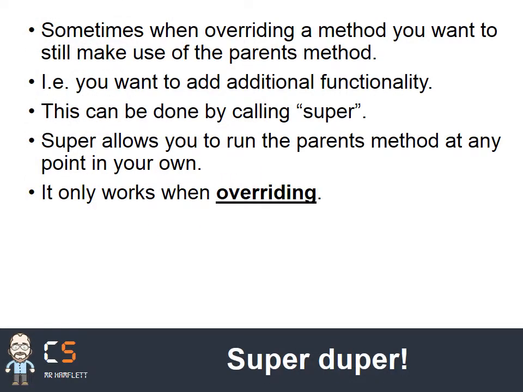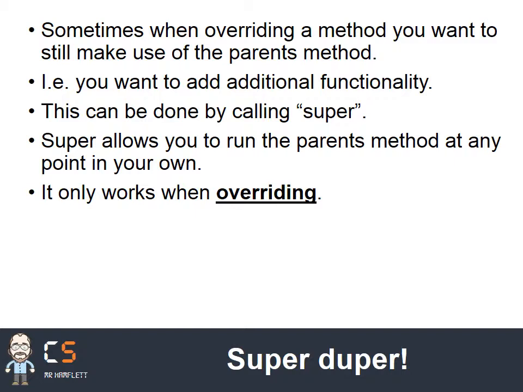So sometimes, when overriding a method, we still maybe want to make use of the parent's method. When we override, we're not deleting the parent's code in any way, shape, or form. All we're doing is saying, I'm adding extra code to it. That allows us the ability to actually use the parent's original method if I wanted to. To use the parent's original method, we call it super. Okay, we're using a super method.